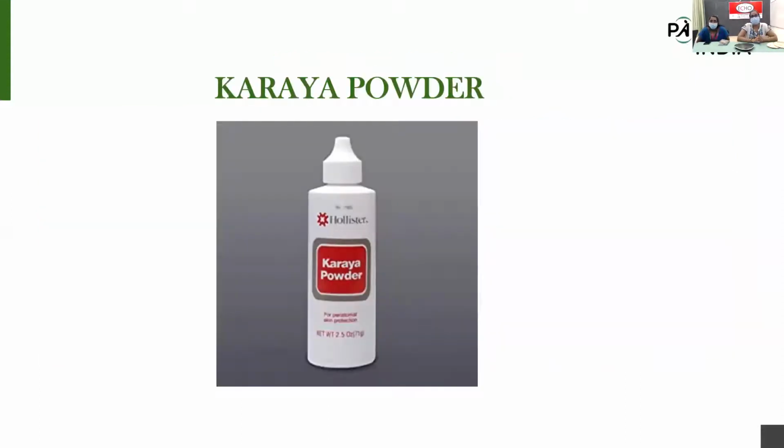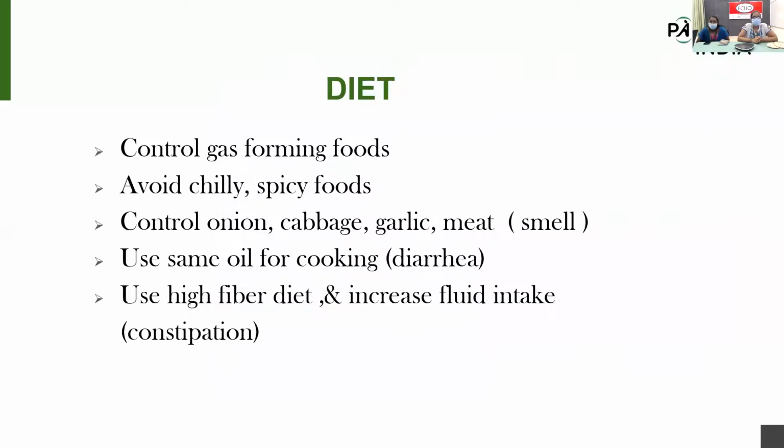So this is Karaya powder. It is available in the market. Next. About the diet, it is very good to control gas forming foods. Then avoid chili and spicy foods. Then control foods like onion, cabbage, garlic, cauliflower, broccoli, etc.